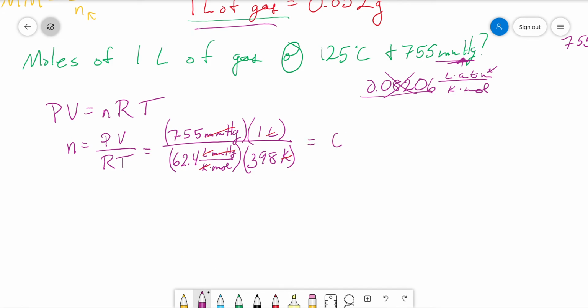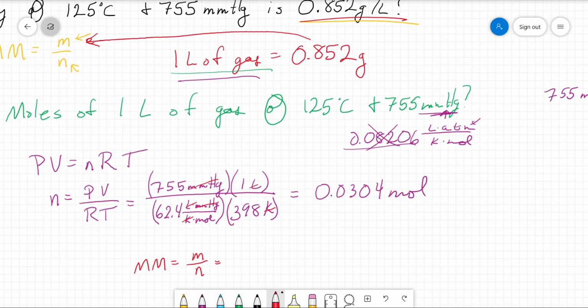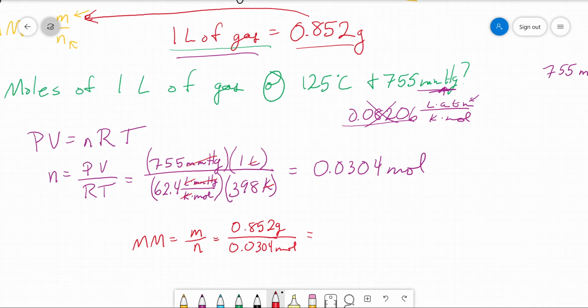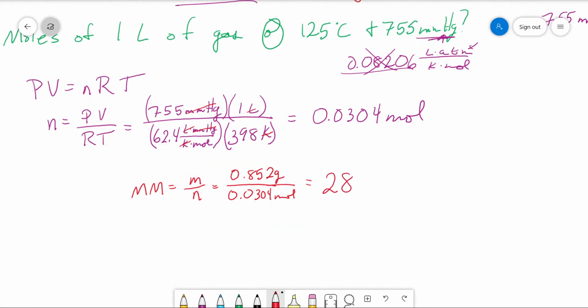We come out with 0.0304 moles. And recall from above, molar mass is mass over moles. Our mass was the 0.852 grams from above, all over 0.0304 moles. That works out to be 28.02 grams per mole.